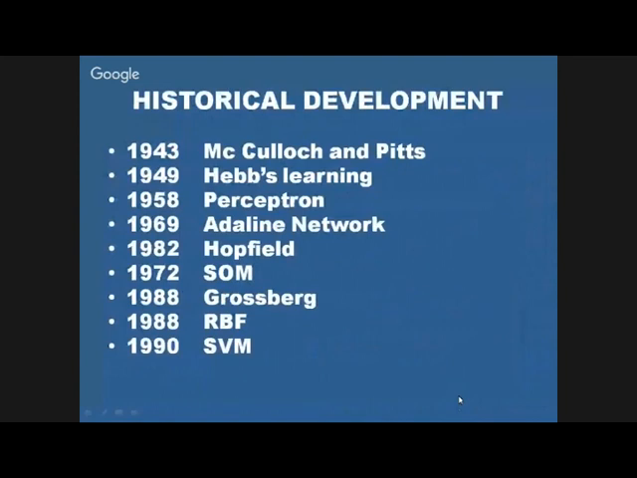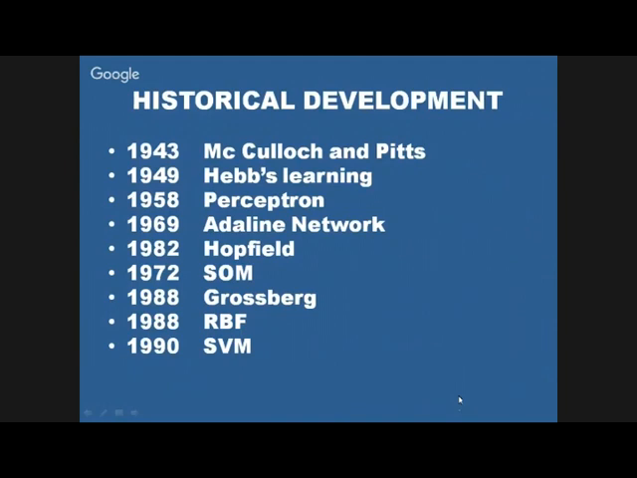Now the historical development, as I have told you, of the learning methods. The first development was the McCulloch and Pitts model. Second, in 1949, Hebb's learning rule was developed. In 1958, the perceptron was developed. In 1969, the Adaline and Madaline networks were developed. In 82, the Hopfield network was developed. In 1972, the Kohonen self-organizing map was developed. In 88, the Grossberg learning method was developed. In 88, the radial basis function, that is RBF. And in 1990, the support vector machine was developed.